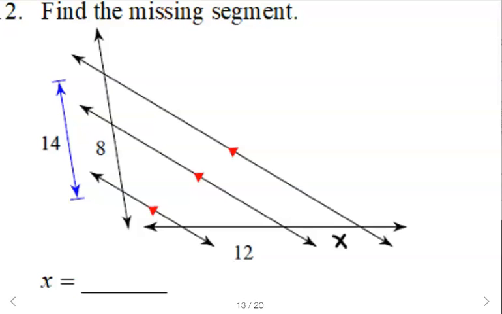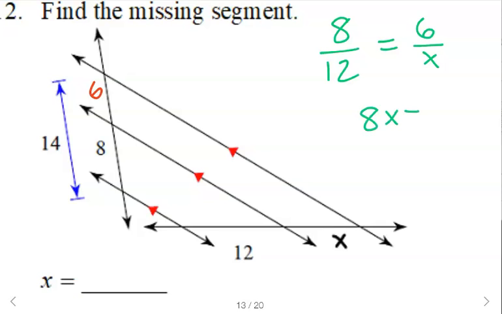All right. If this length is 14, and this is 8, then this missing one right here is 6. So we can say, you have some flexibility here. You might say 8 is to 12 as 6 is to x. And some of you may solve that proportion. You can cross multiply, you get 8x equals 72, divided by 8, you get 9.